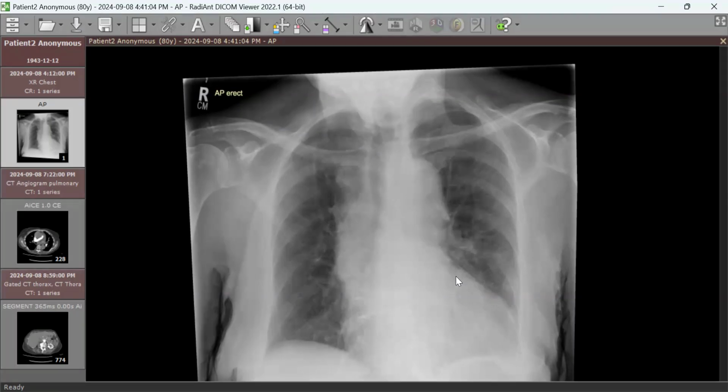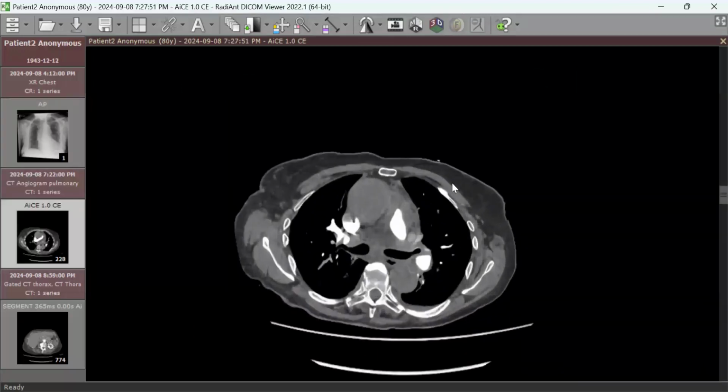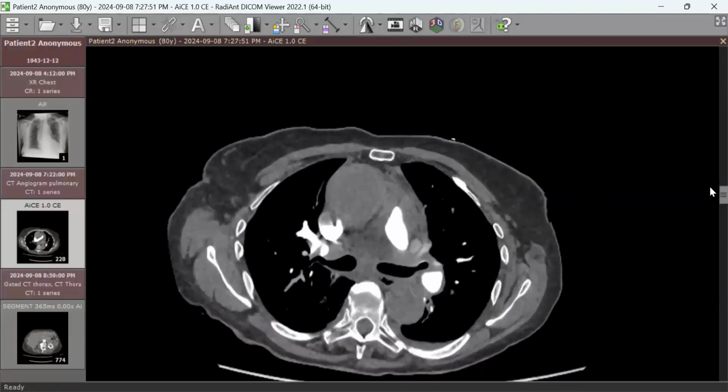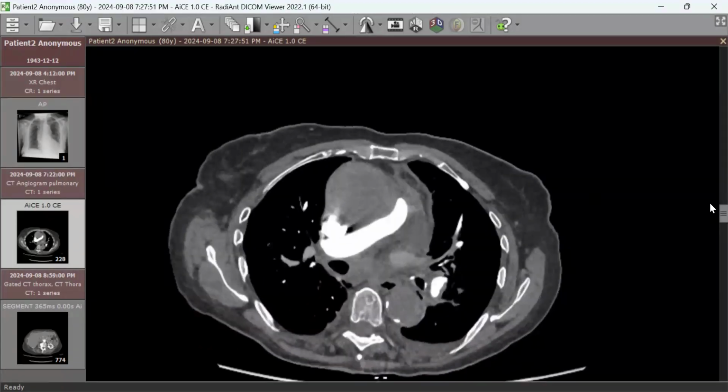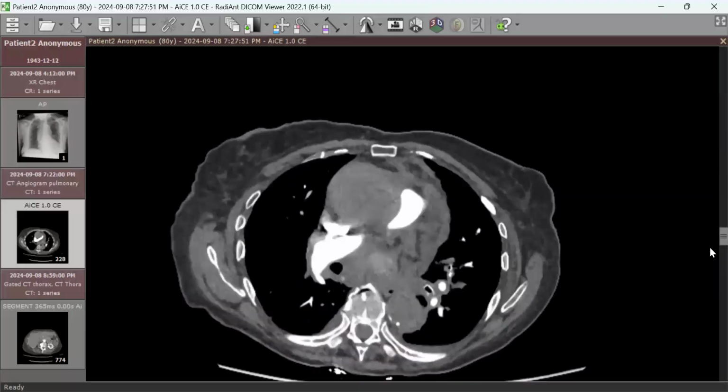So in this case, the reporting doctor didn't pay attention to the mediastinal widening. And since the patient had shortness of breath and pain, they thought it was pleural pain. So they did CTPA, CT pulmonary angiogram, suspecting pulmonary embolus. So have a look, please.